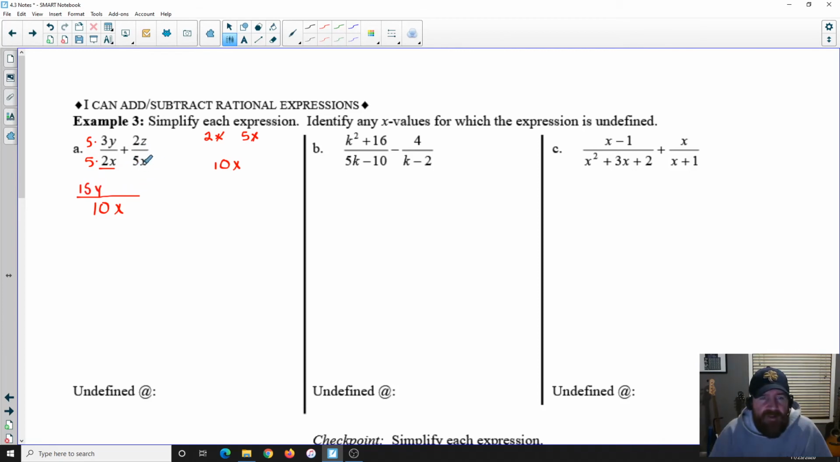And then what does the 5x have to get multiplied by to become 10x? Well, we have to multiply by 2 on the top and the bottom. So 2z times 2 would be 4z. And now we can combine like terms if there are any. In this case, there are not. So now we have to say, what can x not equal? Well, if we set 10x equal to 0 and solve for x, we get 0. So I guess we can put this down at the bottom. Undefined at x equals 0.